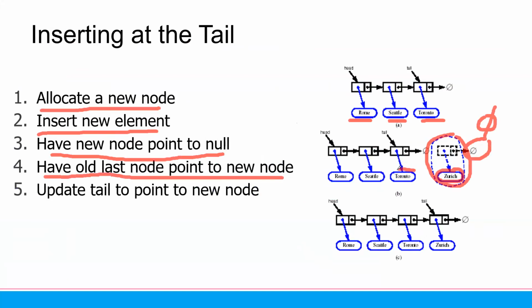So we have the Toronto. At first, Toronto is connected to null. Then we will update this one. So the Toronto will have a connection to this node. And after we have the connection to Zurich from Toronto, we will update the tail. The previous tail is in the Toronto. Now tail has been updated to Zurich. So this is the step by step for the insertion and removal.